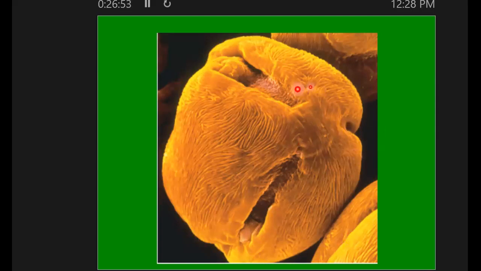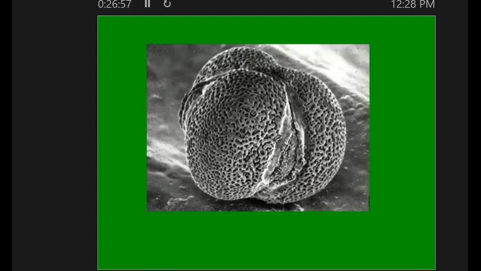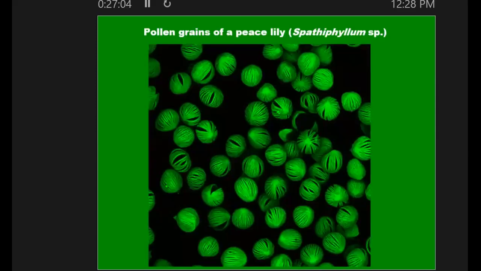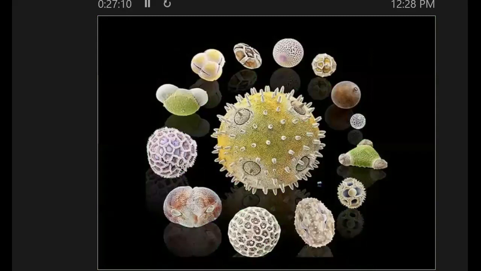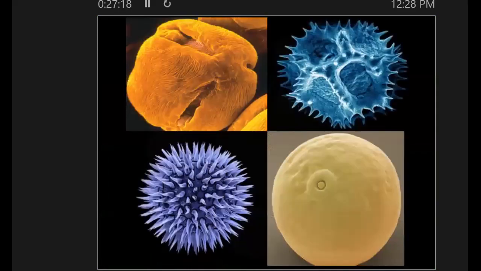And you can see the difference in the surface morphology. It can be pretty simple, like what we saw with the monocot. Here you have some interesting morphologies. Here's some other examples. So quite beautiful when you look at the different types of pollen grains that get produced. Here's some more. So here you can see the monocot on the bottom right.